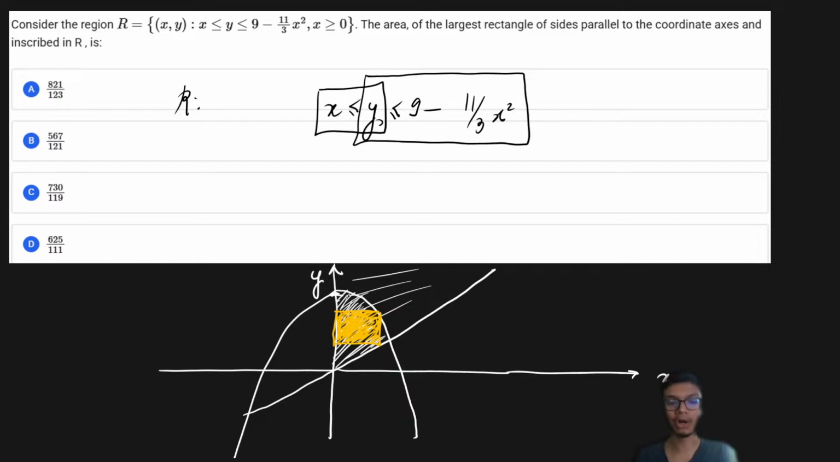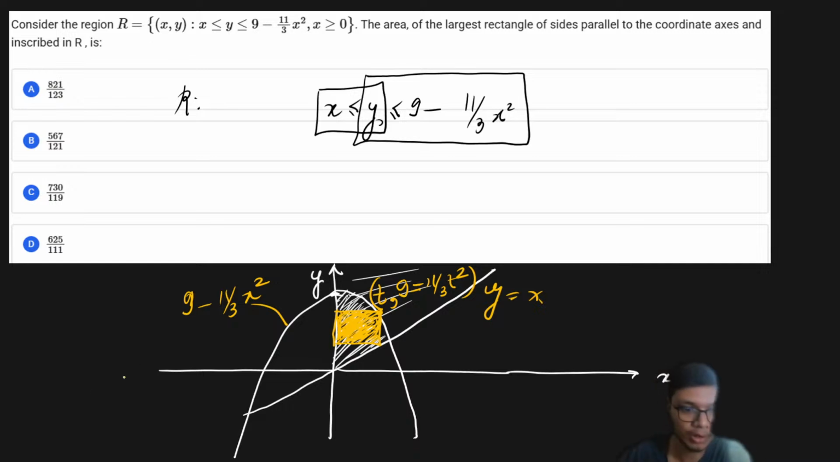Now, if we recall the part we discussed in the chapter of parabola, there is something called the parametric coordinate. This particular line is y equal to x, and this is 9 minus 11 by 3 x square. So let us understand how we define a parametric coordinate. Any point on the parabola can be defined as t comma 9 minus 11 by 3 t square. That is how we define a parametric coordinate, right?